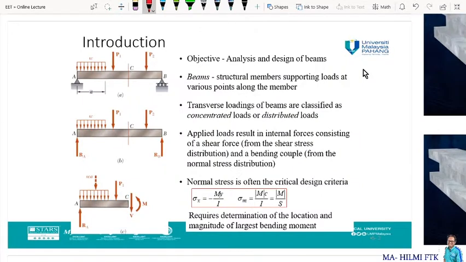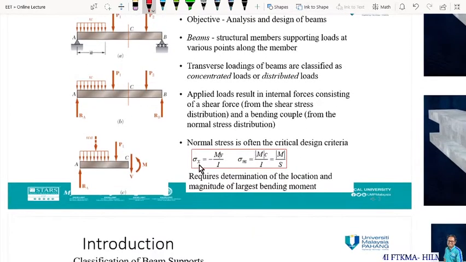So the normal stress is often the critical design criterion. We have learned in chapter 4 about pure bending. So sigma x, the stress in the beam, can be calculated using the flexural formula, negative My over I, where M is the moment, y is the distance from the neutral axis, and I is the moment of inertia or second moment of area, where the maximum stress can be obtained by the equation Mc over I, where c is the maximum distance from the neutral axis and M is the absolute value of the moment.